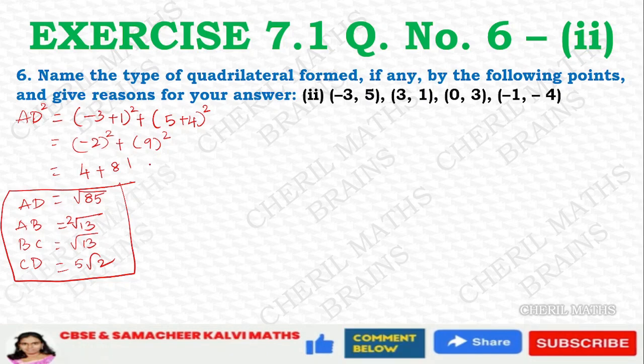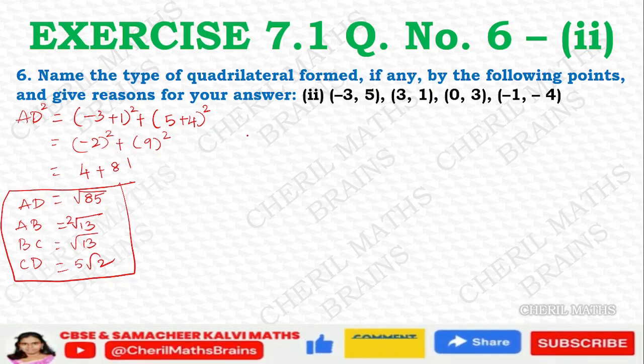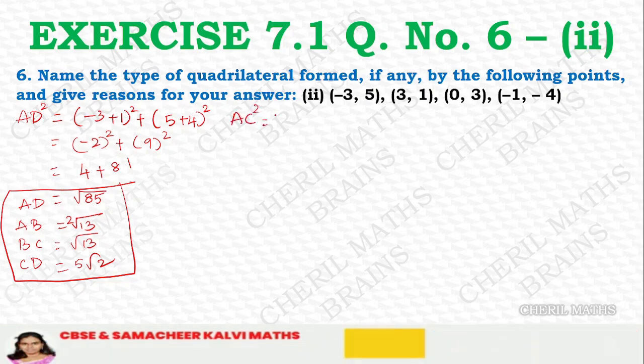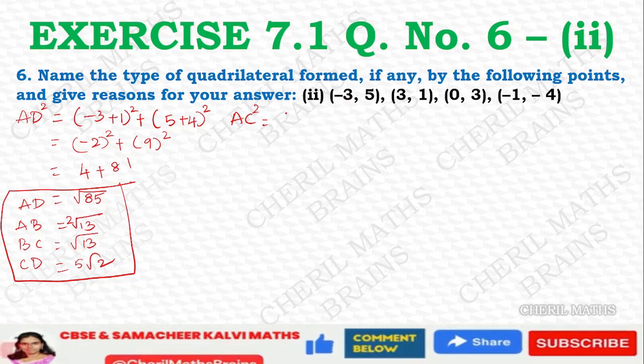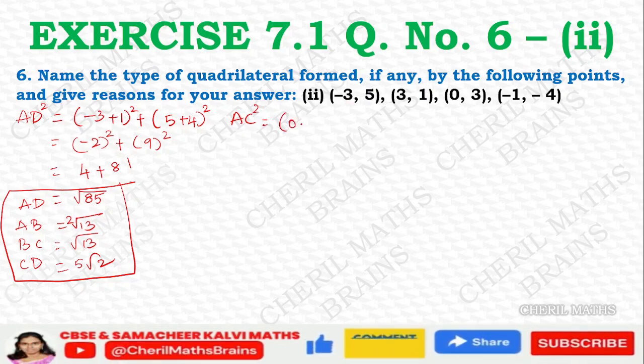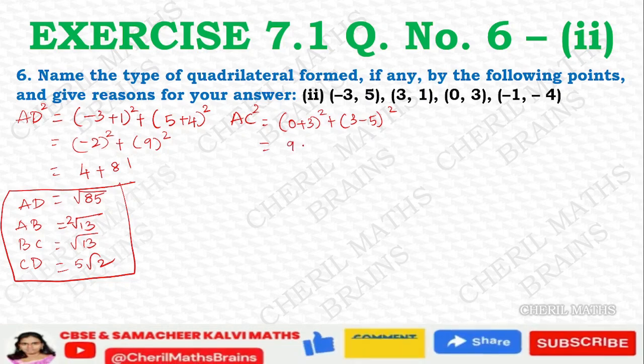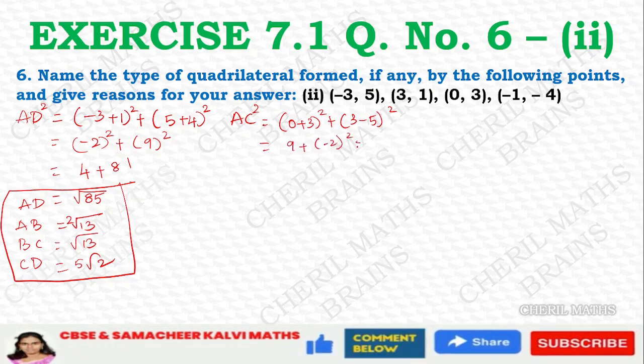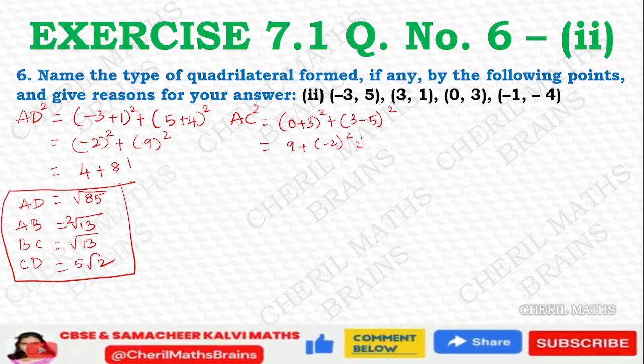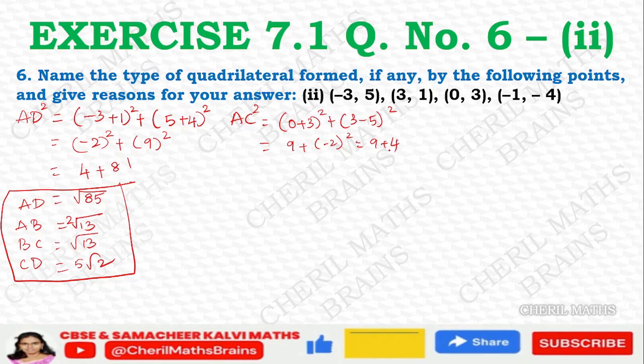Okay, so now the next thing which we are going to try checking is going to be what? We can check for AC or we can check for BD also. So let us try doing it for AC, children. So if I am going to do for AC square, so it will be 0 plus 3 the whole square plus 3 minus 5 the whole square. So it will be 3 square, which will be 9, plus minus 2 the whole square, so it will be 9 plus 4, so 13. So my AC is what?